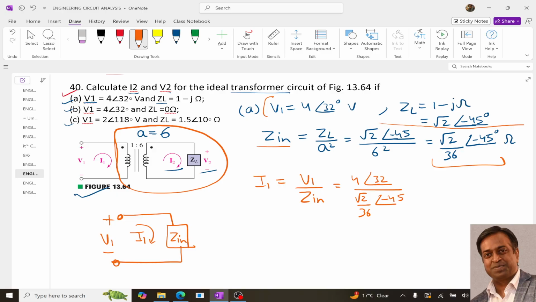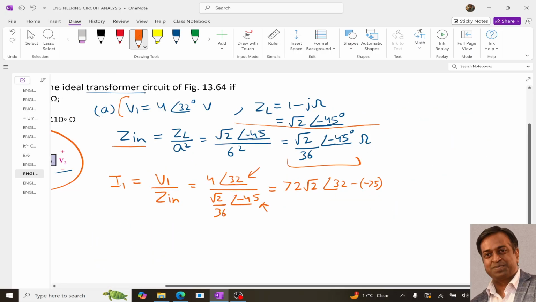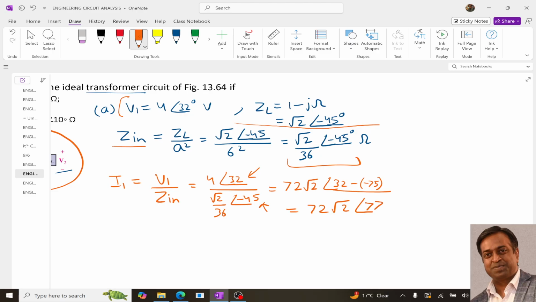Solving this, 36 will come up, so this I1 we will get as 72 root 2, and the angle will be 32 minus minus 45, which is 77 degrees. The unit will simply be amperes, because this is in ohms and the voltage is in volts. So our I1 is 72 root 2 angle 77 degrees amperes.